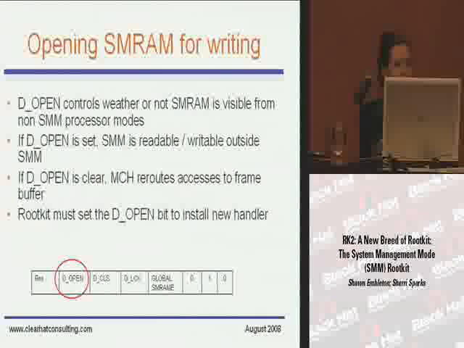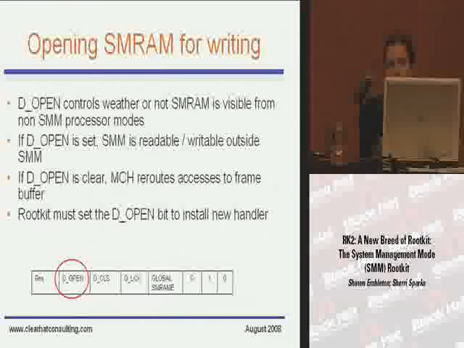So specifically, the D_OPEN bit controls whether or not SMRAM is visible from non-SMM processor modes. If D_OPEN is set, SMRAM is readable and writable from outside SMM, which means that from Windows we can write into SMRAM and install a new handler. If D_OPEN is clear, the MCH will reroute the accesses to the frame buffer, like we saw in that diagram before. In order to install the new handler, therefore, the rootkit must set the D_OPEN bit. So that is one of the first steps.